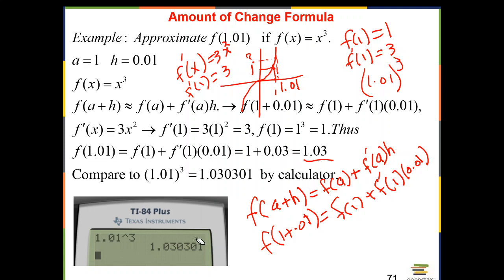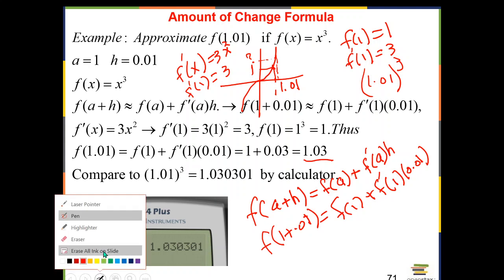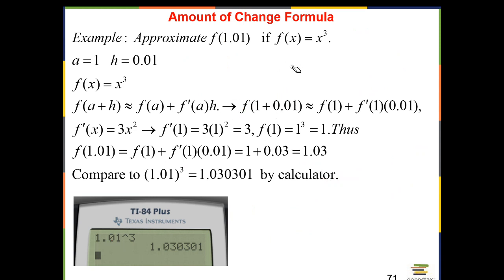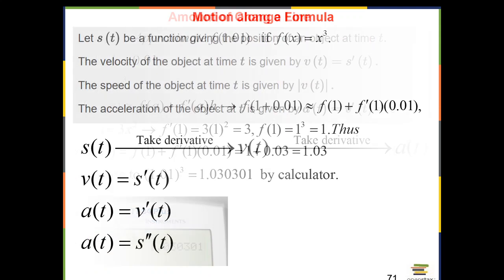So if you use a calculator, it uses 14 decimal places. Here we only have 2 decimal places, right? But it is close, right? That's the answer we got, and here's the answer the calculator has. So that's one way to use the idea of derivative to approximate function values, right? And later we're going to talk more about this as a linear approximation, but for now, that's what this is.